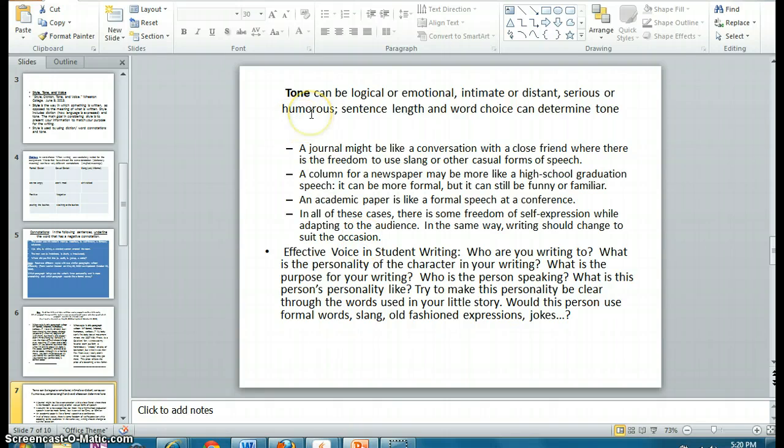Tone could be logical or emotional, intimate or distant, serious or humorous. Sentence length or word choice can determine your tone. So I'm on the very next page in your packet.